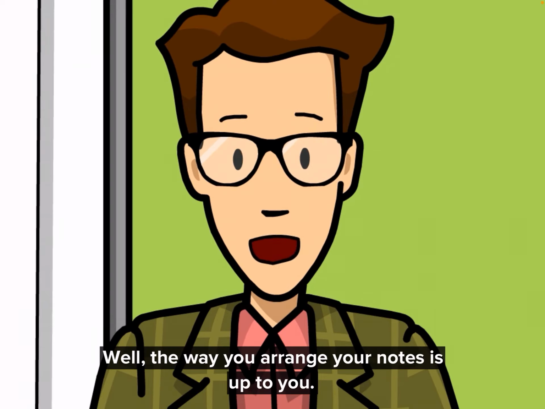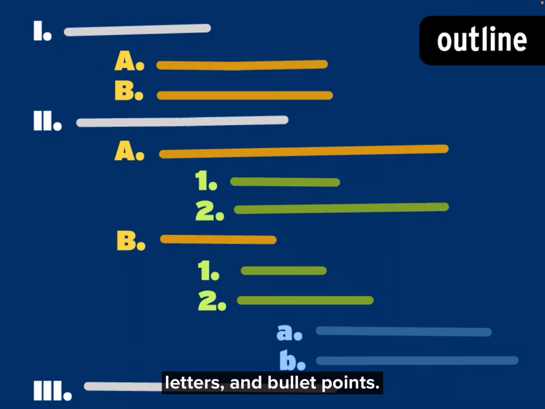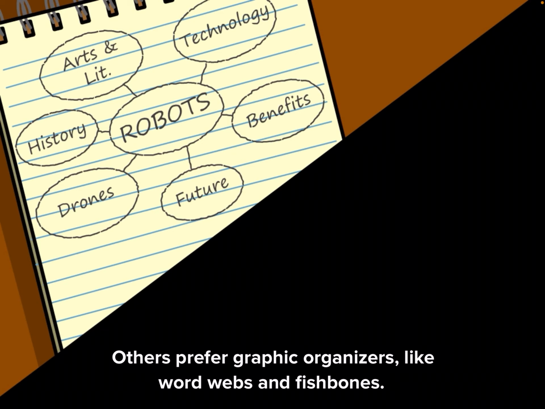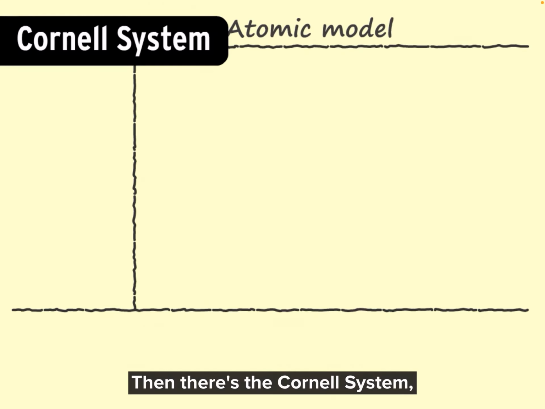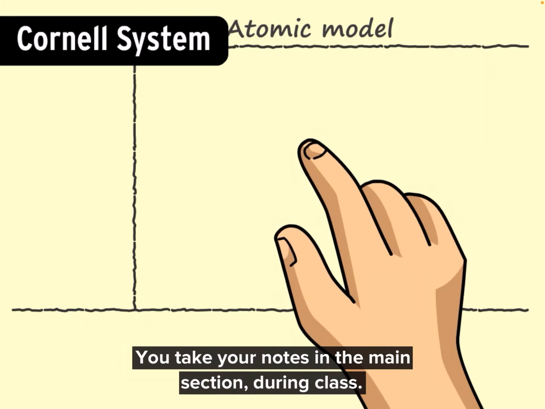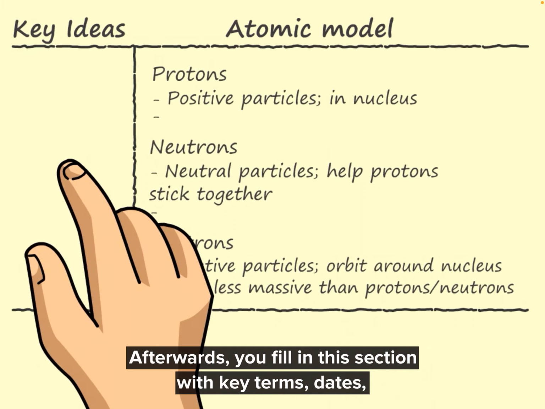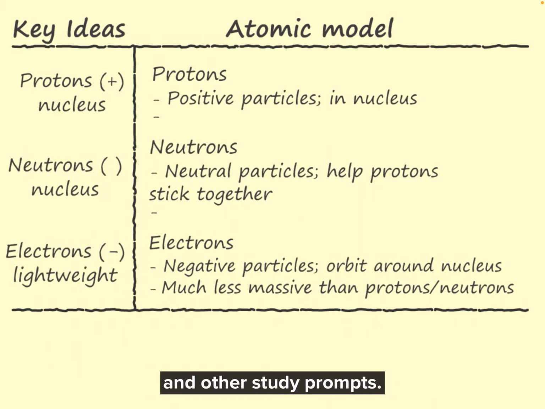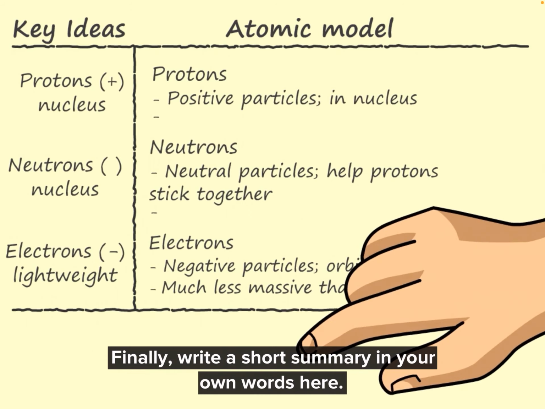Well, the way you arrange your notes is up to you. Some people use an outline to organize ideas by numbers, letters, and bullet points. Others prefer graphic organizers like word webs and fishbones. Then there's the Cornell system, which divides the page into 3 sections. You take your notes in the main section during class. Afterwards, you fill in this section with key terms, dates, and other study prompts. Finally, write a short summary in your own words here.